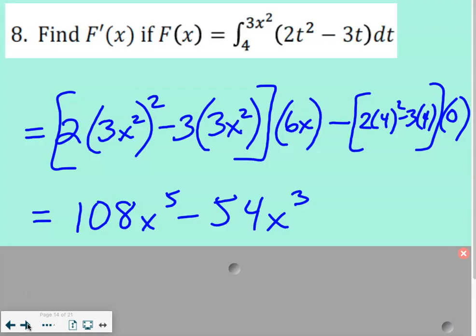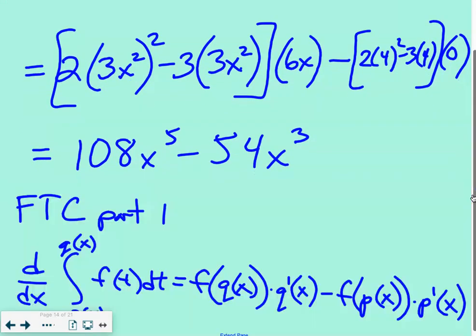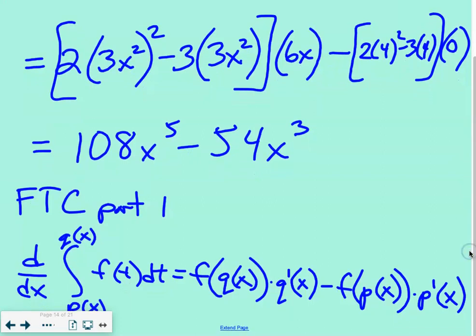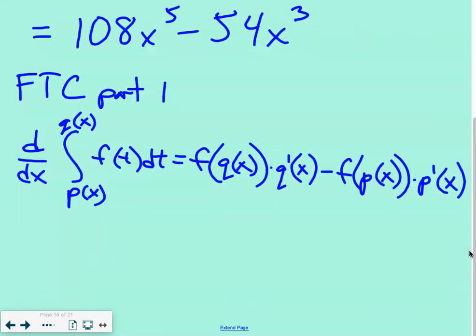You have to know FTC part 1. You have to know it. And you have to be able to recognize it, because I might give you a function that can't be integrated. Haha. And so the only way to do it is FTC part 1. So I wrote FTC part 1 down here just in case you don't have it in your notes. Isn't that beautiful? It looks so scary, but it's really not that scary. Just plug in the top limit times its derivative minus plug in the bottom limit times its derivative.